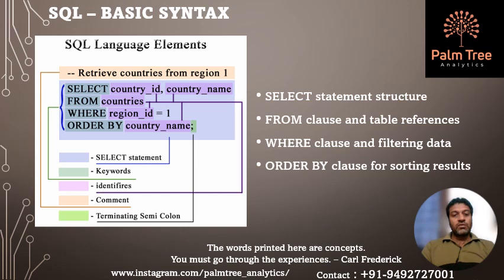From clause. The from clause identifies the table or tables from which we want to retrieve data. Where clause. The where clause is used to filter data based on specific conditions. It allows us to retrieve only the rows that meet certain criteria. Order by clause. The order by clause sorts the result set based on specified columns, either in ascending or descending order. Using these fundamental elements, we can construct powerful queries to extract precisely the data we need from the database.